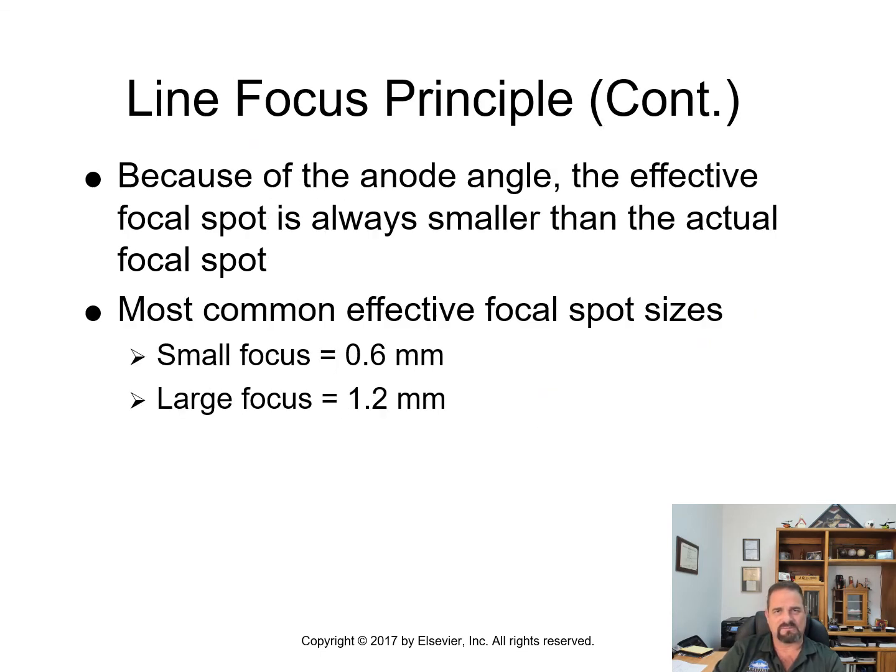All right, so line focus principle, as we continue: because of the anode angle, the effective focal spot is always smaller than the actual focal spot. The most common effective focal spots are the small focus, that's the smallest area, at 0.6 millimeters, and the largest focus, about 1.2 millimeters.